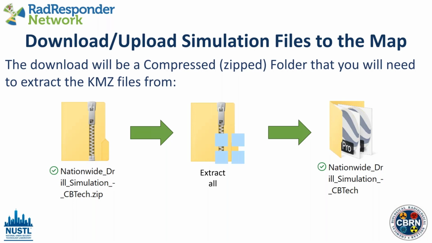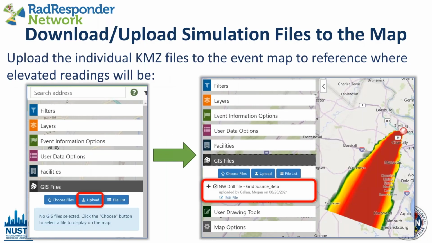Once the files are extracted and are individually in that folder, you will then want to upload the files individually to the event map. So from the GIS files layer on the map, you'll click that upload button. It will allow you to enter a name, and then you will add the file.